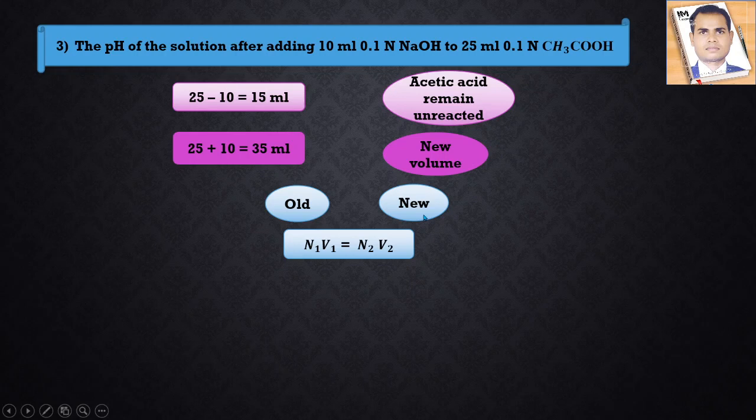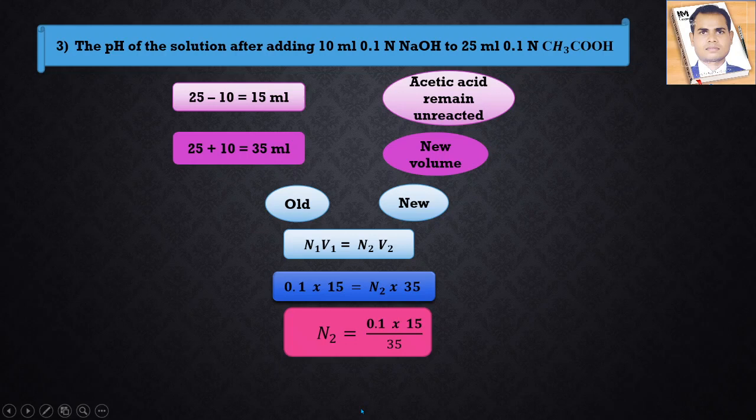So the same way we have to arrange, old and new, N1 V1 equals N2 V2. And you will put these values in this way: 0.1 into 15 equals N2 into 35. You will arrange it in this way. After that, you will calculate N2, that is the concentration of unreacted acetic acid, right?